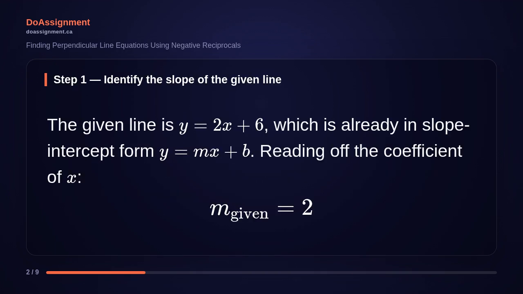The given line is y equals 2x plus 6. Since it's already in slope-intercept form, we can read the slope directly. The slope of the given line is 2.